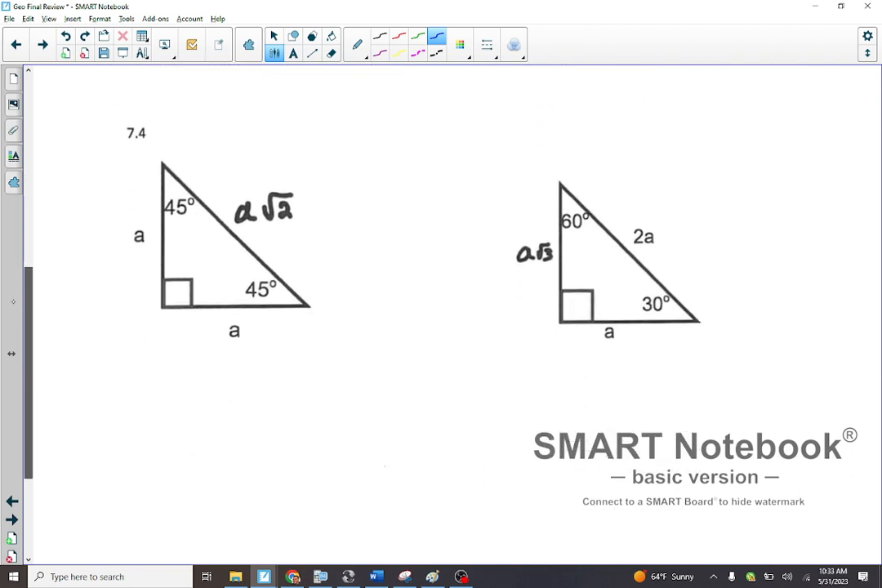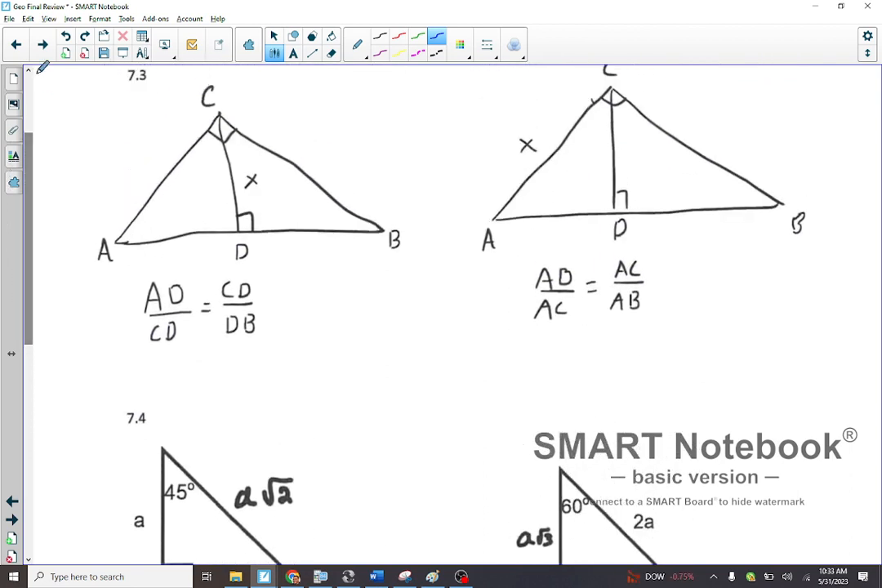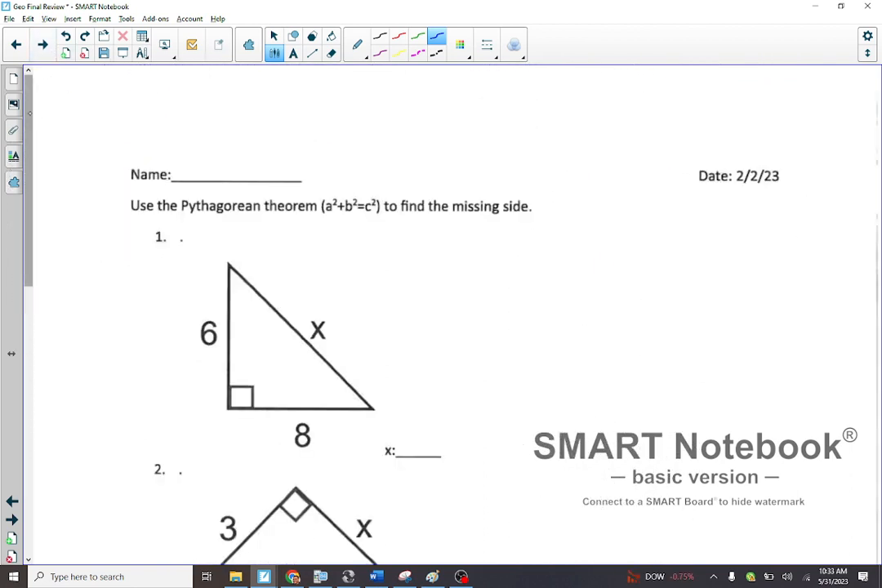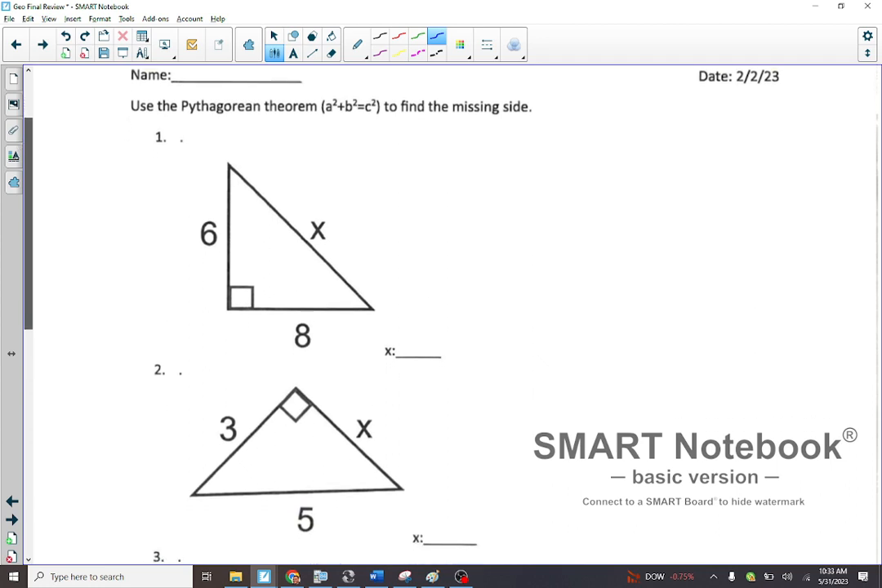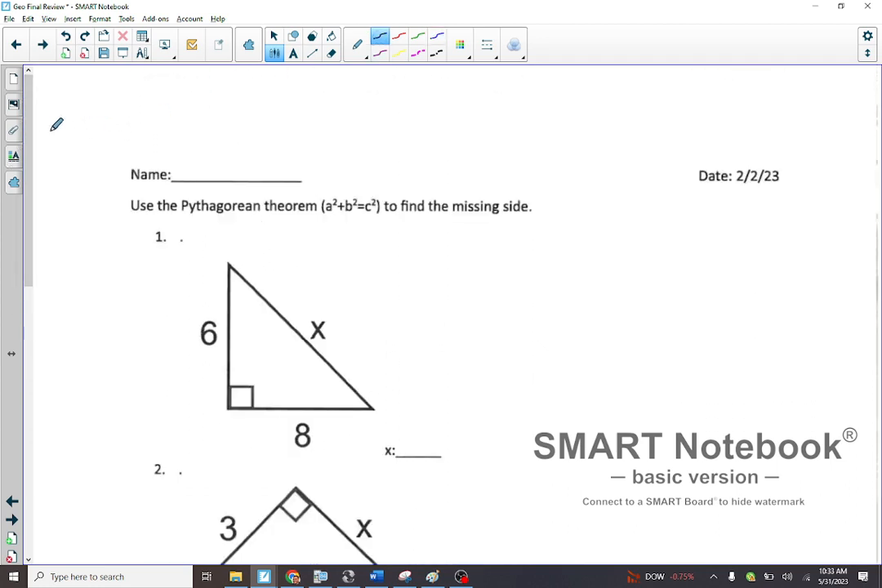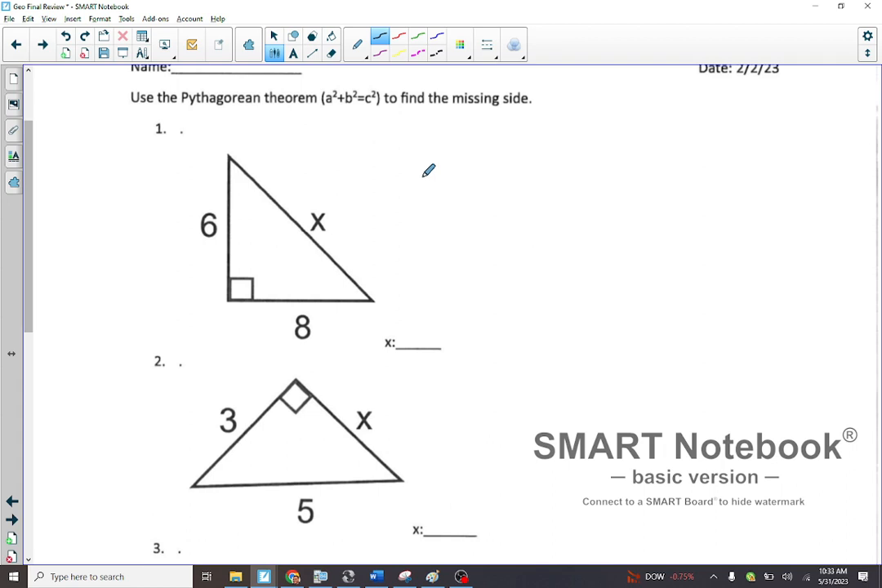So this one was the formula sheet for, I guess, this test. Let's continue. All right, we're going to use the Pythagorean theorem. The Pythagorean theorem is a squared plus b squared equals c squared. In this case, c squared is always the hypotenuse. The hypotenuse is always across the right angle.